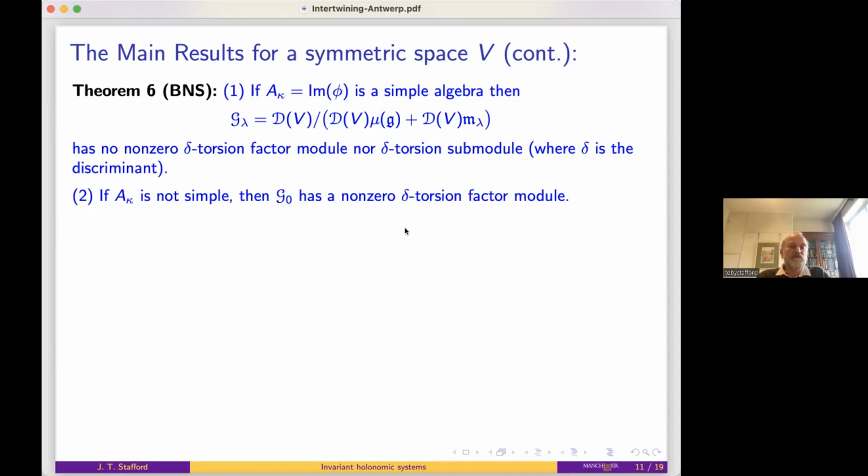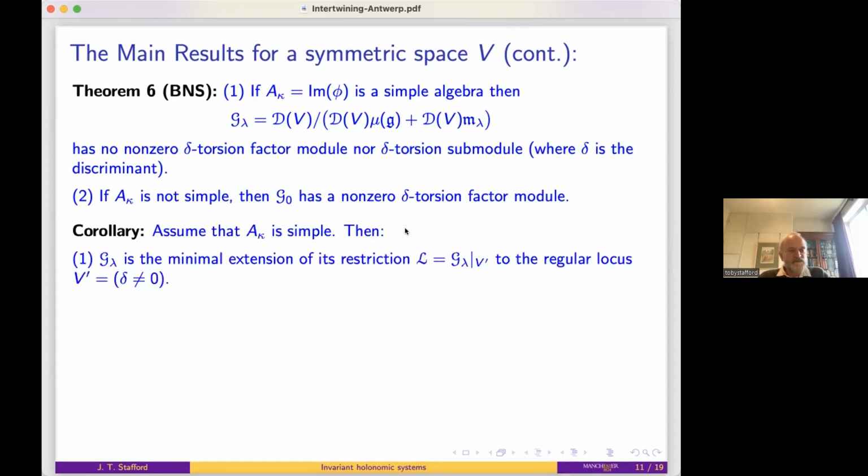So if we just think about what that means in terms of the earlier discussion. First of all, you could say that G lambda is the minimal extension of its restriction to the regular locus. That's when delta is non-zero. And this restriction is a nice object, an integrable connection.